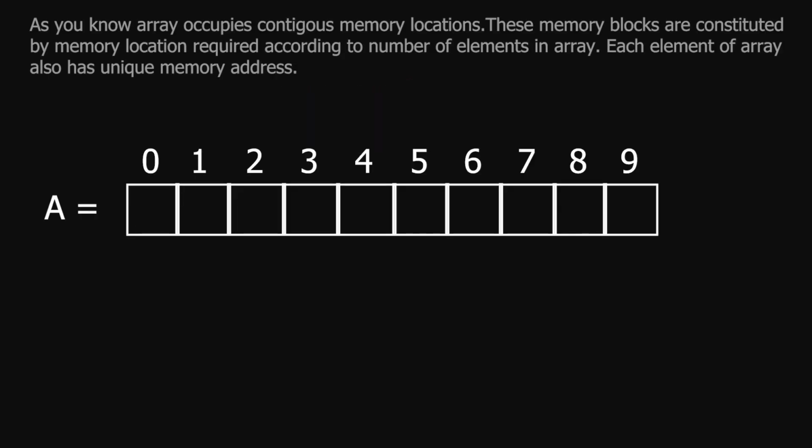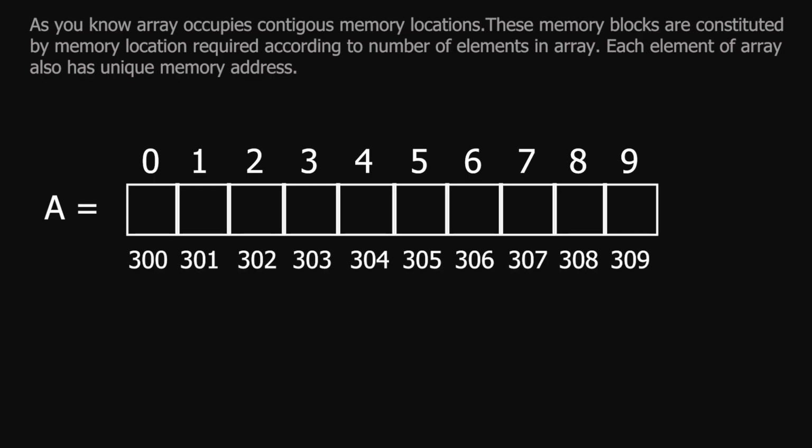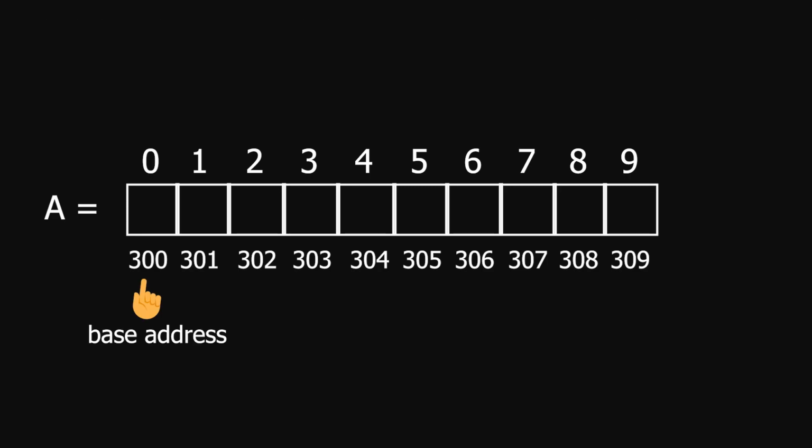As you know, an array occupies contiguous memory locations. These memory blocks are constituted by the memory locations required according to the number of elements in the array. Each element of the array also has a unique memory address. The address of the first element of the array is called the base address of the array. The name of the array is a pointer to this element.